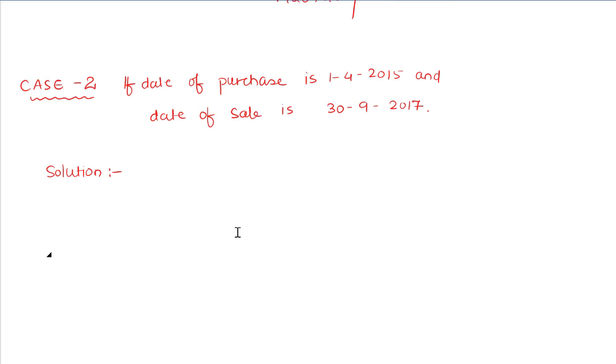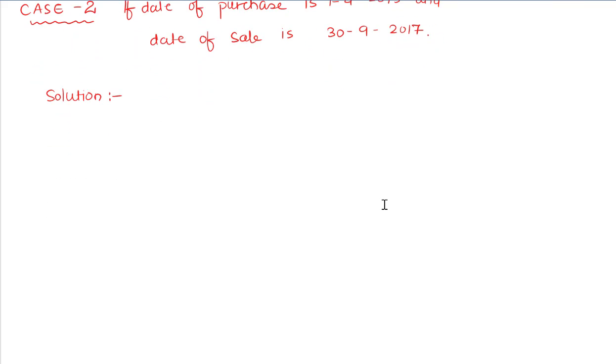Let us try to solve it. First of all, we'll calculate the total cost of asset. Total cost of asset is 5 lakh plus 1 lakh incurred on installation and repairs. So 5 lakh plus 1 lakh equals 6 lakh.